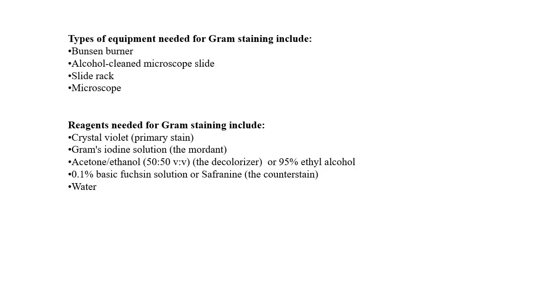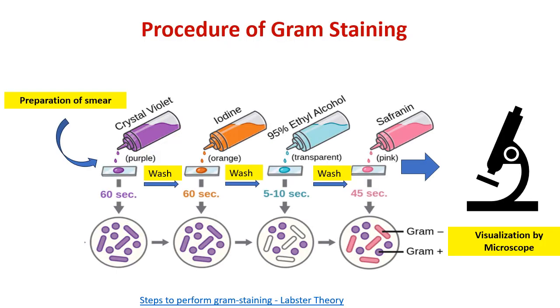After that, let's see how to do this gram staining. You need a Bunsen burner, alcohol for cleaning the microscopic slide, a slide rack, and a microscope to view the slide. And reagents: you need crystal violet, which is the primary stain, gram's iodine, acetone or ethanol solution as decolorizer, or 95% ethanol, and counter stain, basic fuchsin or safranin, and water to wash. Let's see. Once you prepare your sample, you make your smear. This is the smear. You need to flood the smear with crystal violet for 60 seconds.